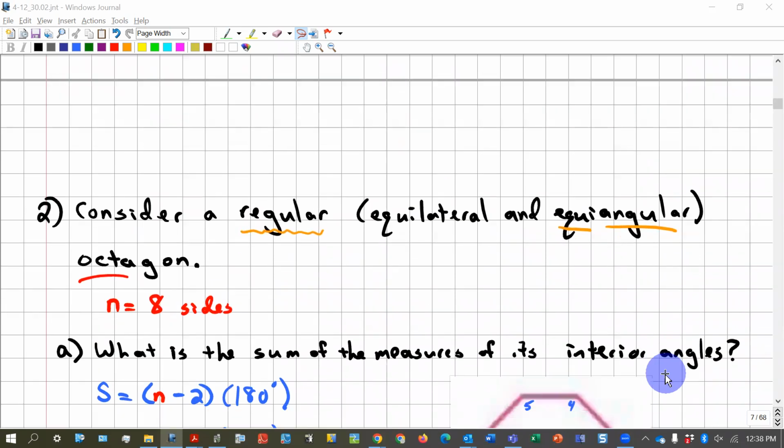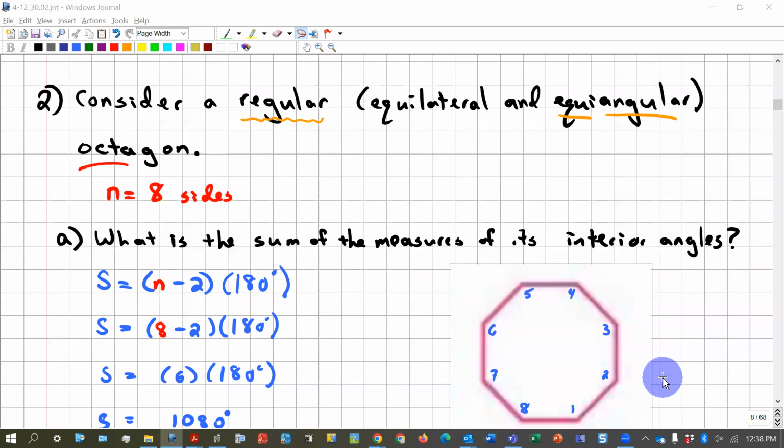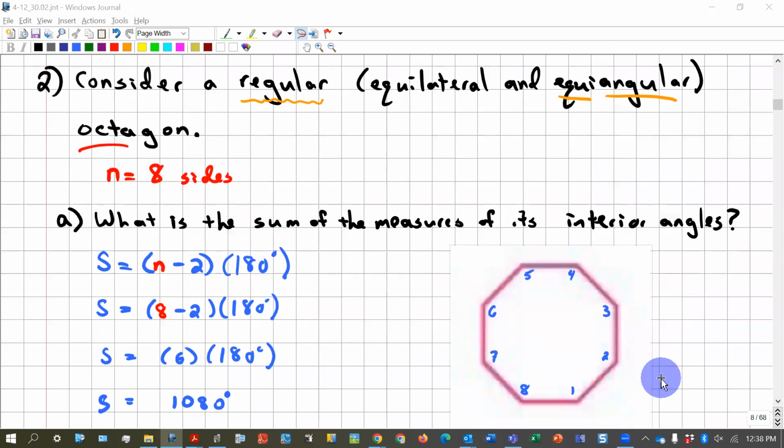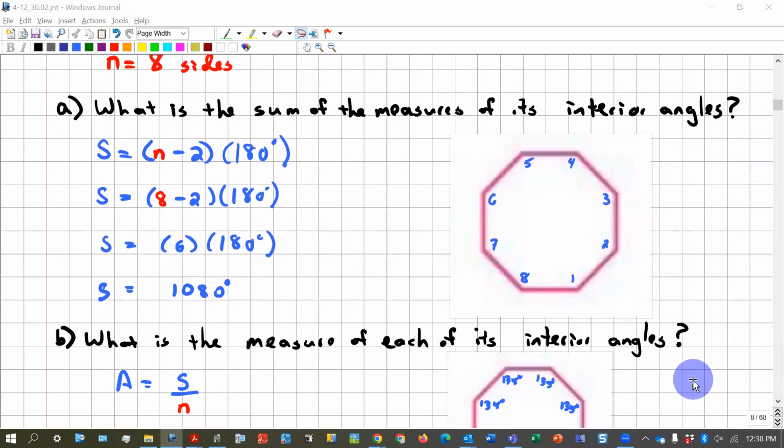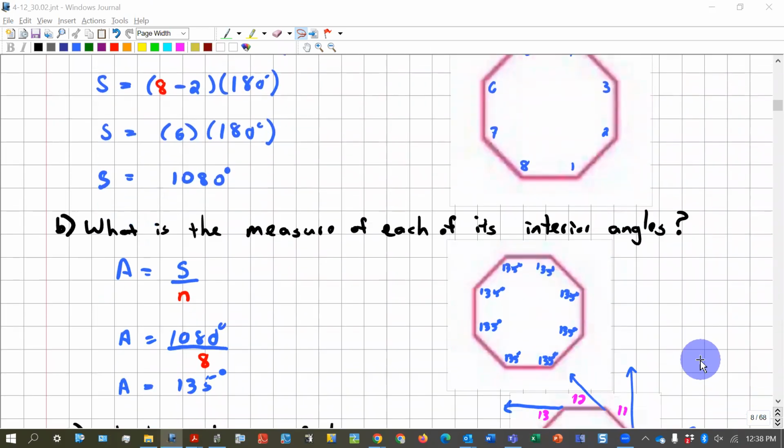So if I want to know what all of the interior angles add up to, I end up taking 6 times 180. So if I want to know how big each of them is, then I'm going to divide that by the fact that this number is split into 8 equal pieces because there's 8 angles. So each of these angles then would be 135 degrees.